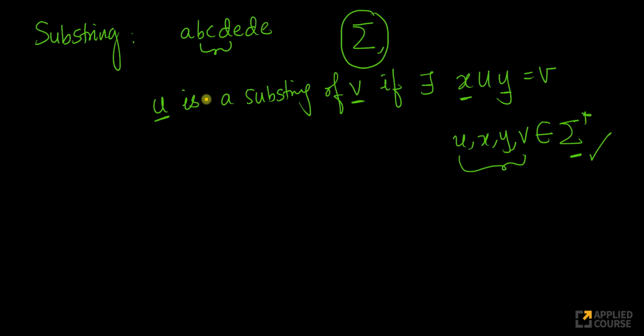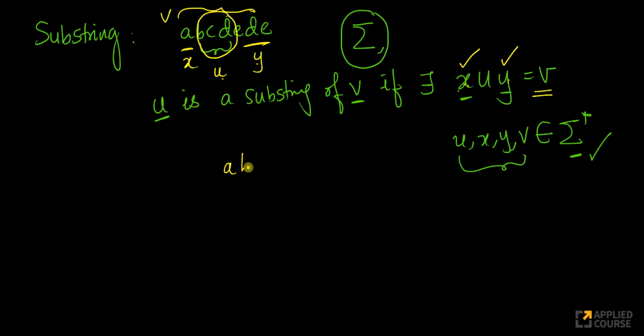What does this mean? Let's assume this is U. This whole thing is V. We say U is a substring of V if there exists X, so this is my X, and this is my Y, such that X, U, Y equals V. If there exist strings X and Y, which can be empty strings, such that if you place U in between, you get V, which means U is a substring.